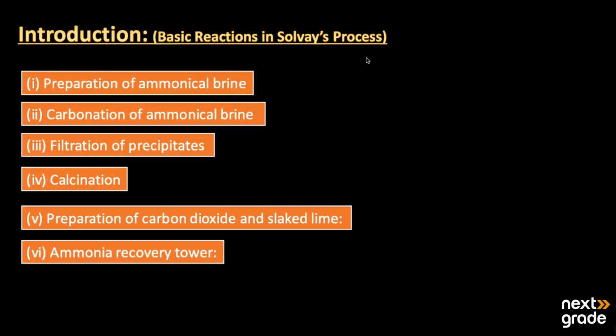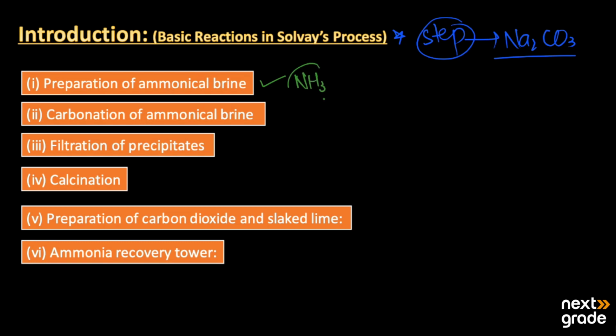So the topic that we will discuss today is the basic reactions in Solvay's process, or all the basic steps that involve the formation of sodium carbonate. Basically, this process consists of steps in which the first step is the preparation of the ammoniacal brine by the reaction of ammonia and sodium chloride, which is known as brine. Here, we have the production of the ammoniacal brine.